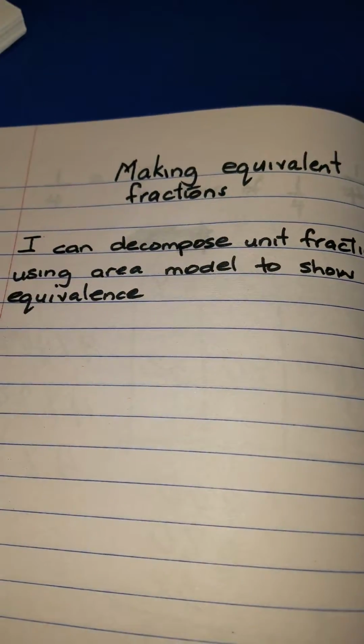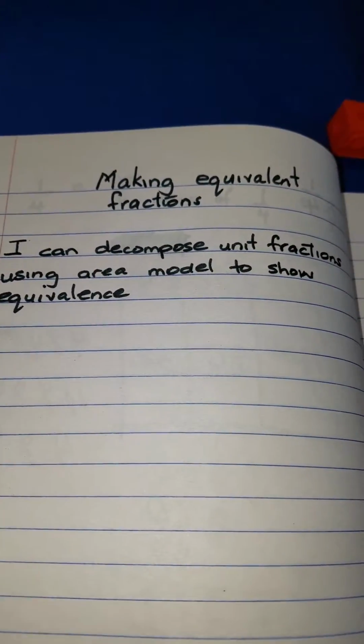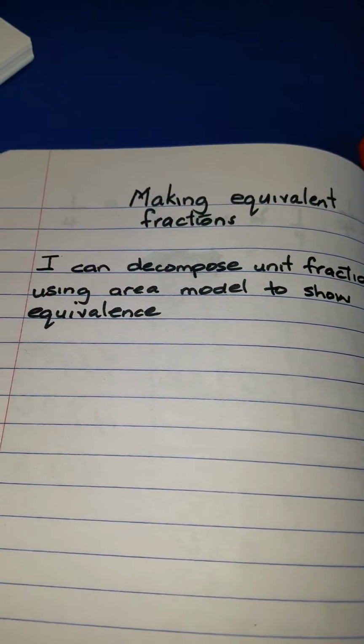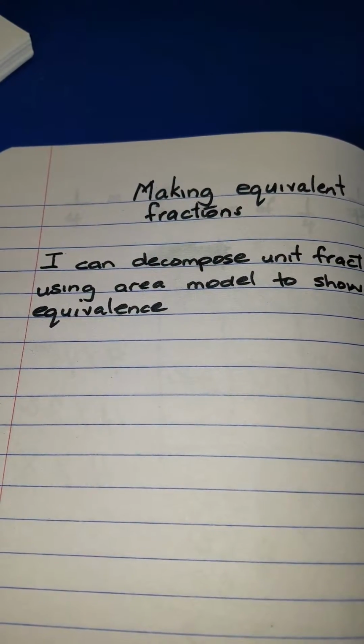So in this lesson, we're going to be talking about decomposing unit fractions using an area model to show equivalence. Equivalence means that you have two fractions where the parts are different, but when you either decompose or compose, they end up becoming the same, or equivalent, fractions.